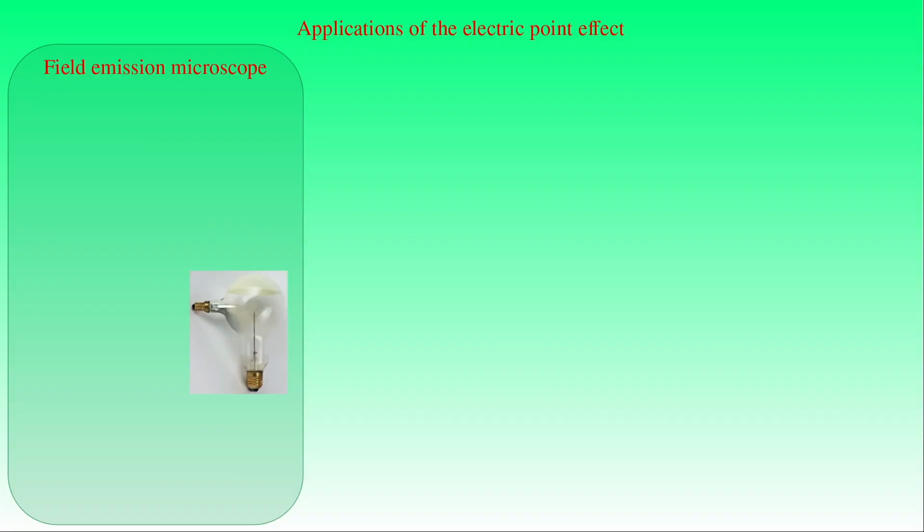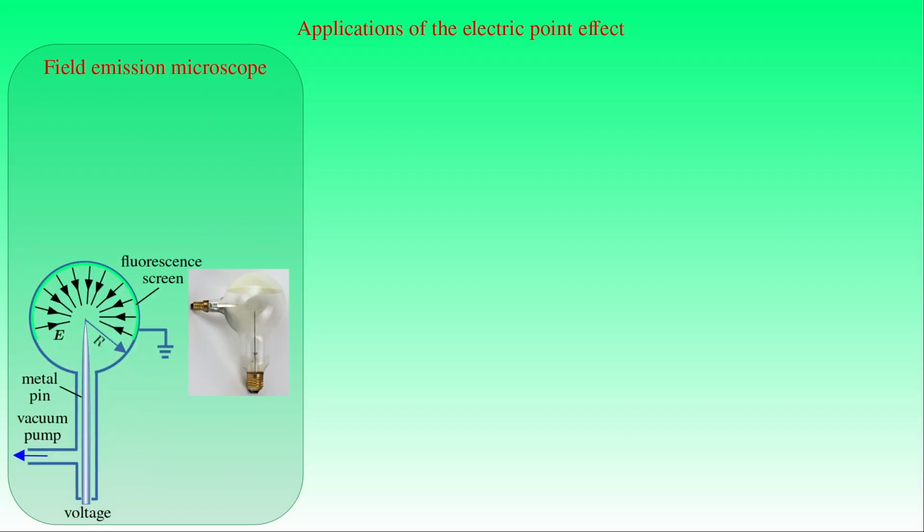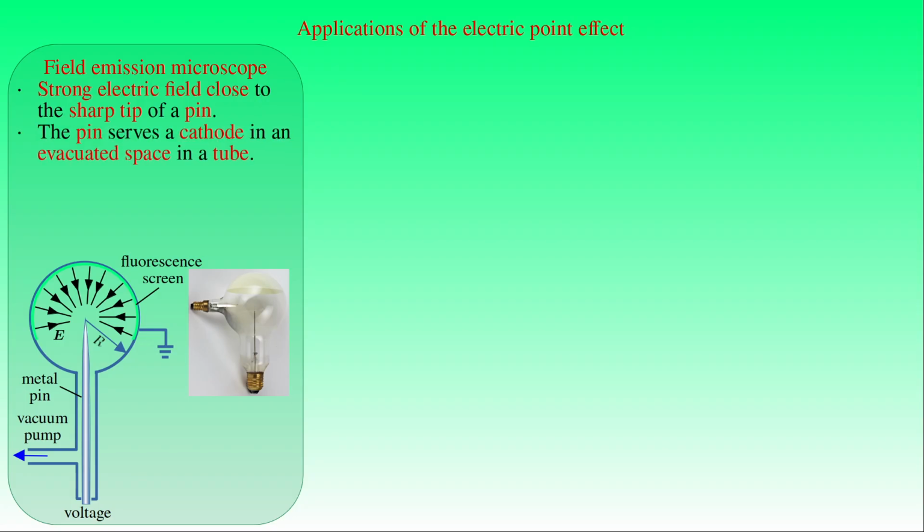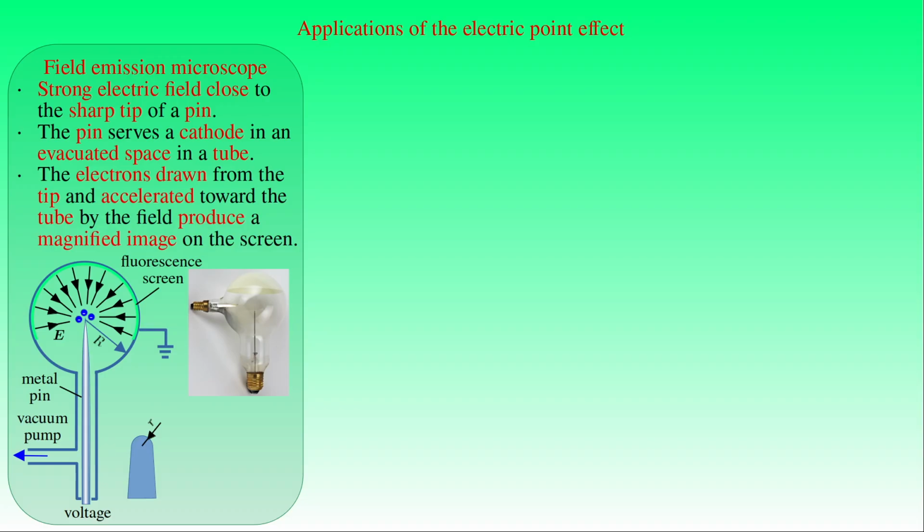The photo shows the tube of a field emission microscope, and a schematic diagram of the device can be seen on the left-hand side. Its operation is based on the effect of the very strong electric field produced close to the extremely sharp tip of a metal pin. The pin is placed in an evacuated space enclosed by the tube, and its very fine tip with a curvature radius of about 10⁻⁷ meter is used as a cathode. The strong electric field with field strength between 10⁹ and 10¹⁰ volt per meter draws electrons from the tip of the cathode held at a large electric potential.